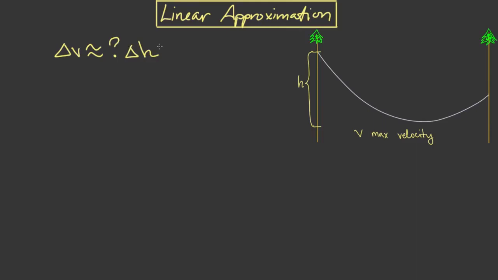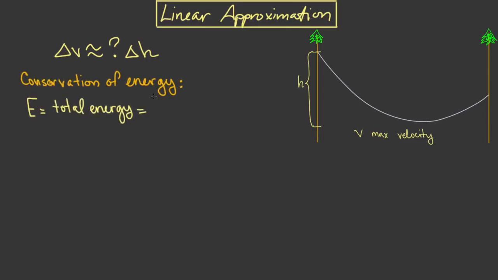To get started, we need to understand the maximum velocity. A good first approach is to use conservation of energy. Let E denote the total energy in the system. So what is E? Well, E is whatever energy I start with, which is the total potential energy, which is mgh. Here, m is the mass of the rider, g is the gravitational constant, and h is the total vertical height traversed during the zipline ride.